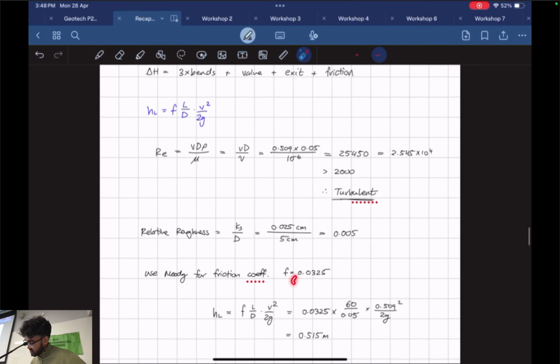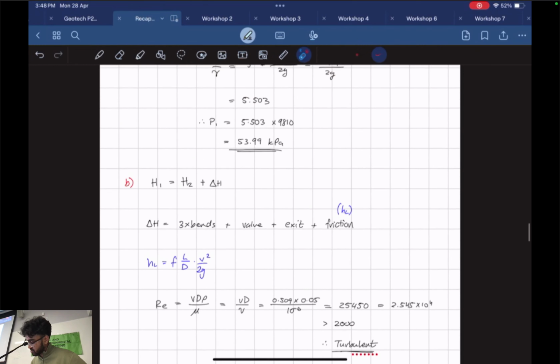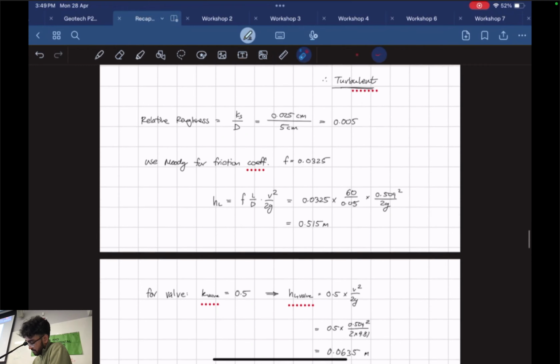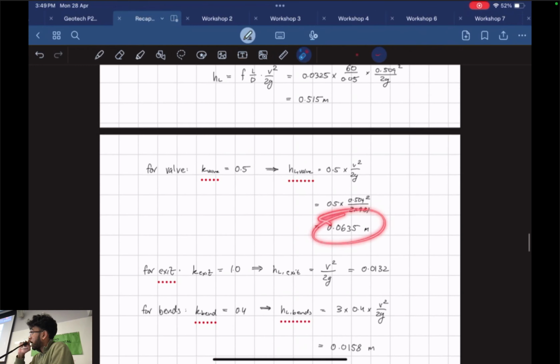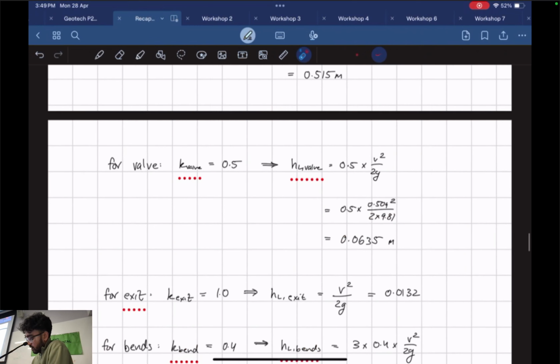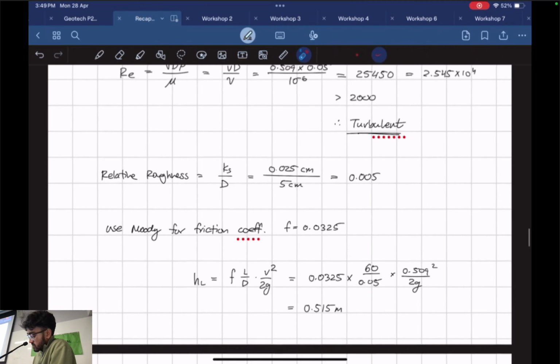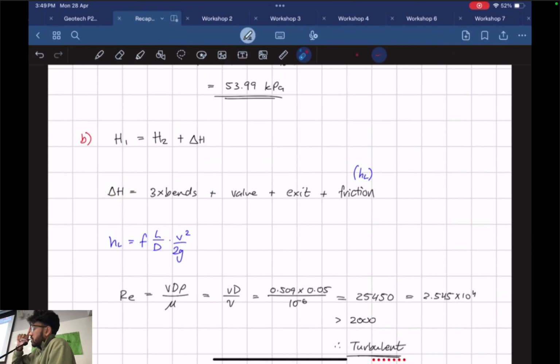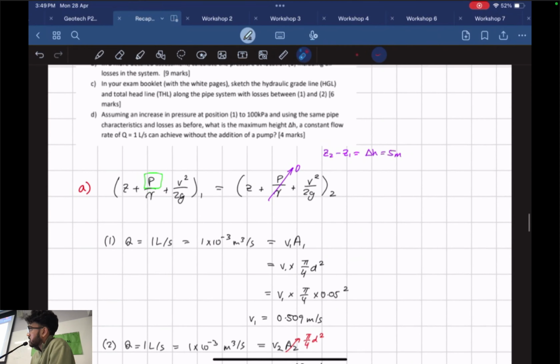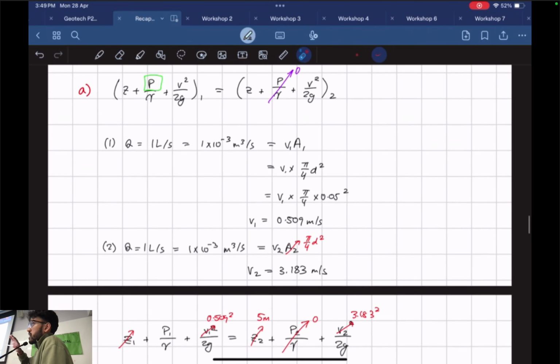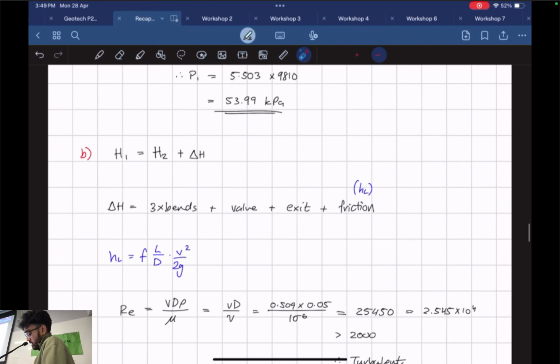Which one? This one? Alright, so using the K valve, what I found was a head loss at the valve. I'm going to sub it in to find the overall head loss. Once you find the overall head loss, I'm going to plug it back into our Bernoulli's equation, and you can find pressure that way. The difference between part A and part B is that in part A, we didn't care about any losses, so we didn't have to find the delta H overall. So that's something different.